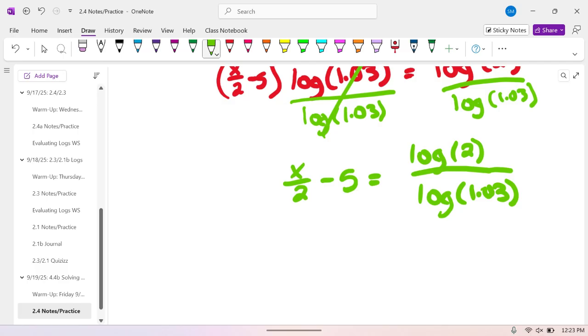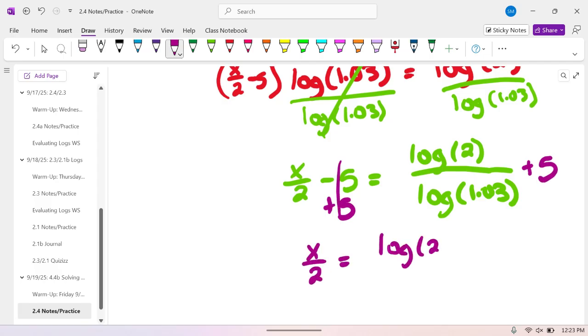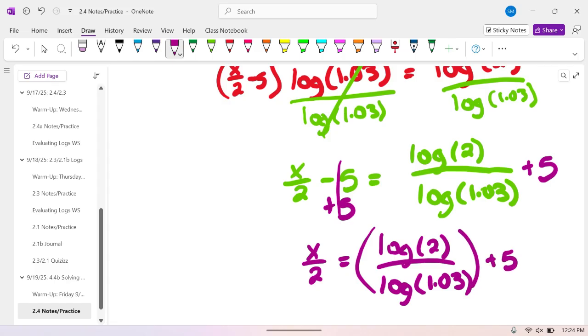All right, Alexa, or Alexis, sorry. I have Alexa in my other class. So Alexis, what's the next step? Right, we would add 5 to both sides because the x is not quite by itself yet. So I'll get x over 2 is equal to log of 2 over log of 1.03. I'll put parentheses around that so I know that I add 5 to all of it.